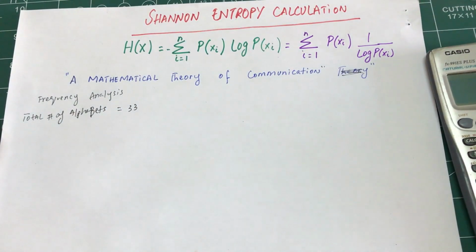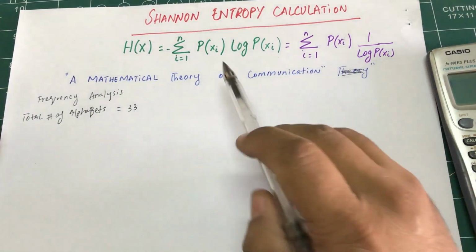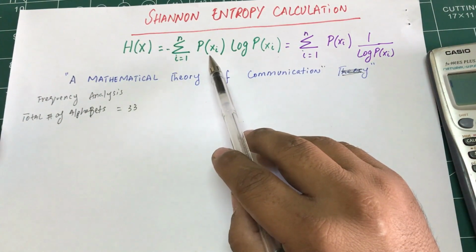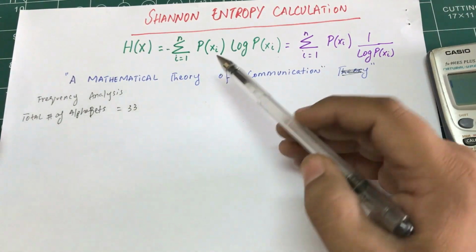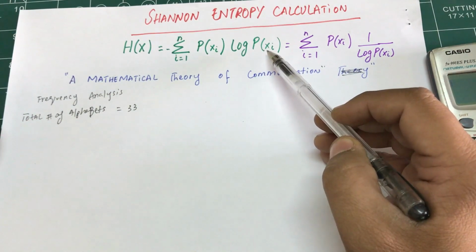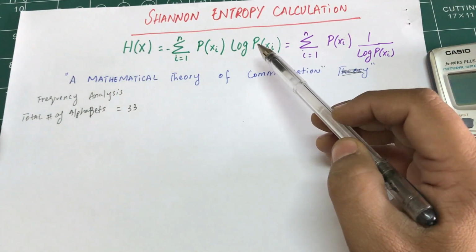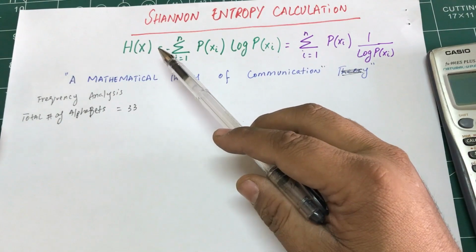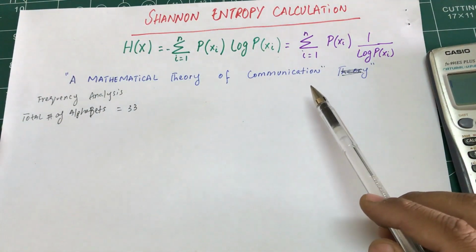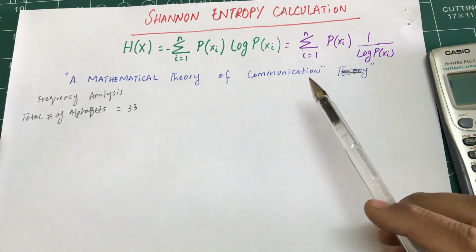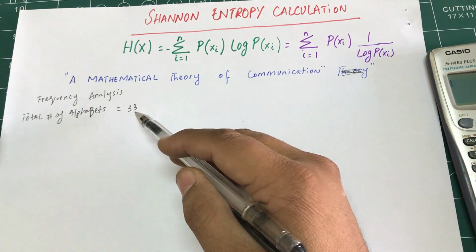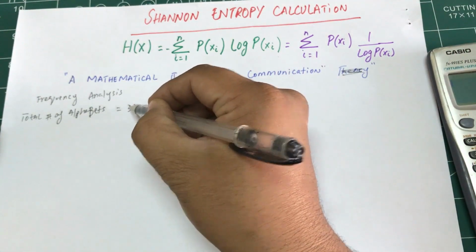So now what we're going to do is find the probability of each of these alphabets in this sentence, take log base 2 of that probability, and then add them up. At the end, we will get the total number of bits which we can use to represent this entire sentence. Okay, so I found total alphabets to be 33. Let me write it down correctly.